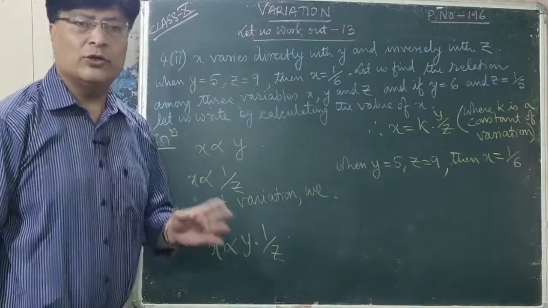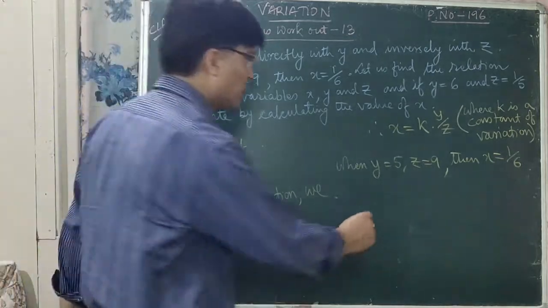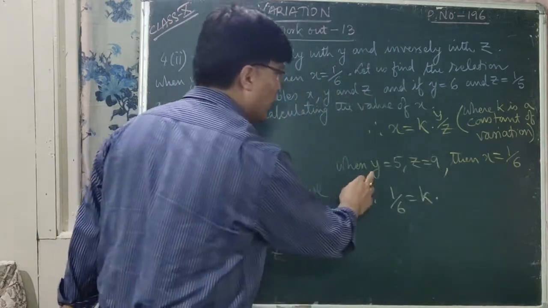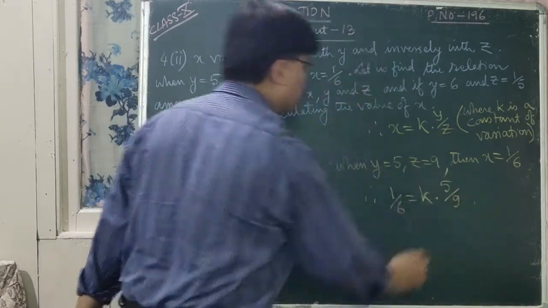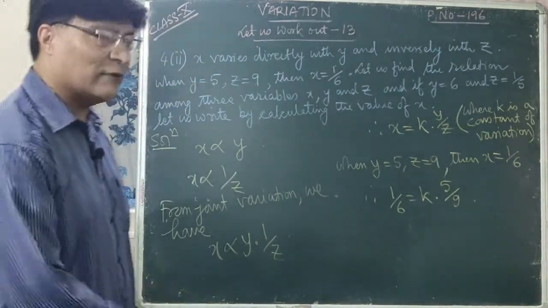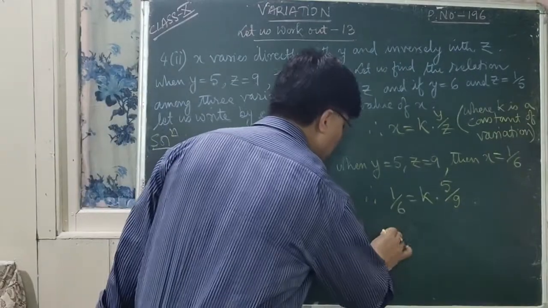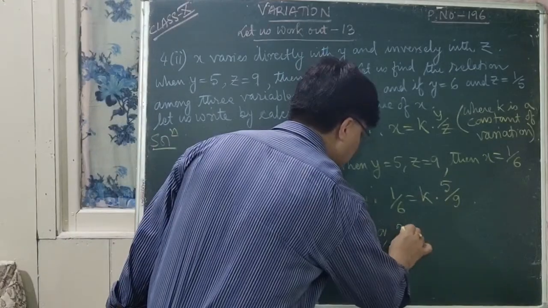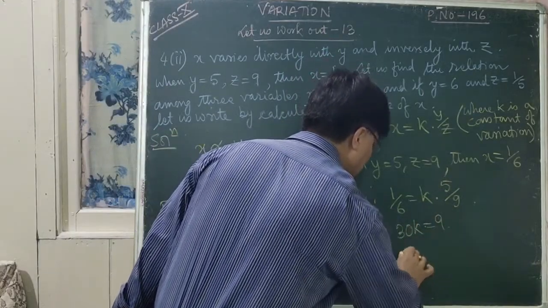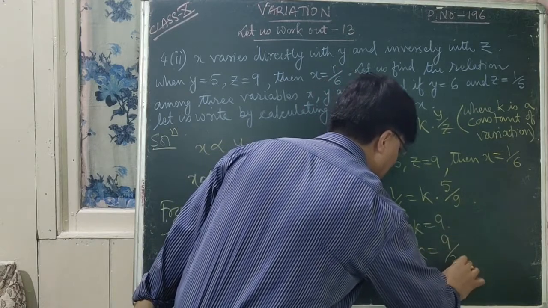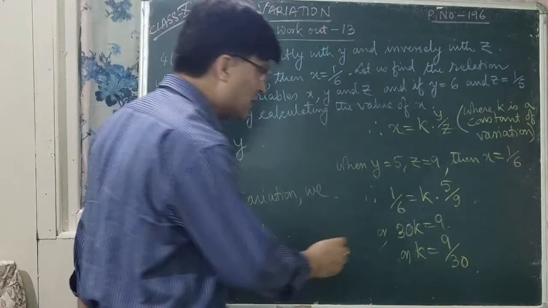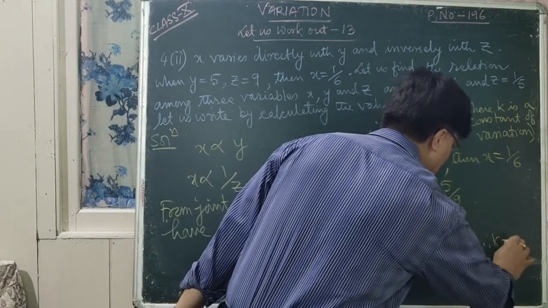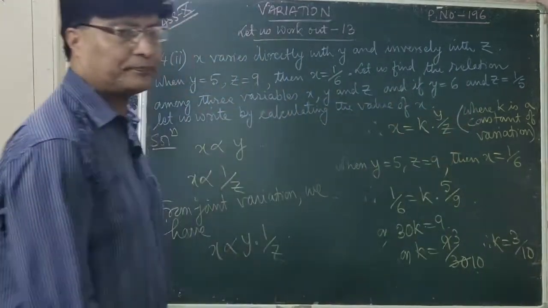त्यही रिलेसनमा हामी यो x, y अनि z को भ्यालु हाल्छौं. So therefore, what is the value for x here? It is 1 by 6 is equal to k into, y is equal to 5 and z is equal to 9. So now you have to get the value for k in this case. So you can do cross multiplication. You know how to solve it. So 6 5s are 30, k is equal to 9, or k is equal to 9 by 30, right? So you can cancel it. 3 3s are 9, 3 3s are 9, 3 10s are 30. That means k is equal to 3 by 10, right?